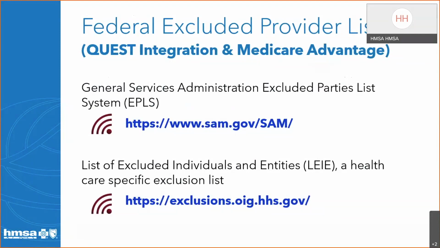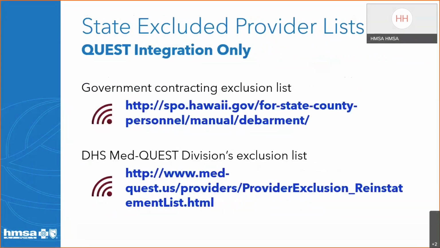While searching multiple lists is inconvenient, the lists are maintained for different reasons. So here on this slide, we have the web addresses for the 2 federal lists. These would apply to Quest Integration and Medicare Advantage plans. The 2 state sites are applicable to the Quest Integration plan only. So if you're participating with both Medicare and Medicaid, you will need to check all 4 lists.